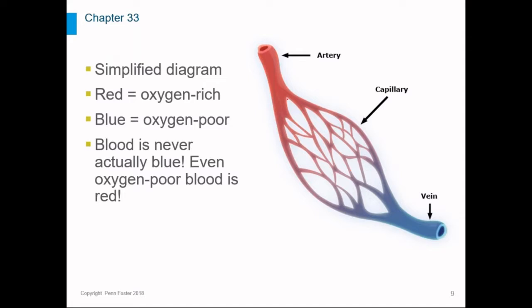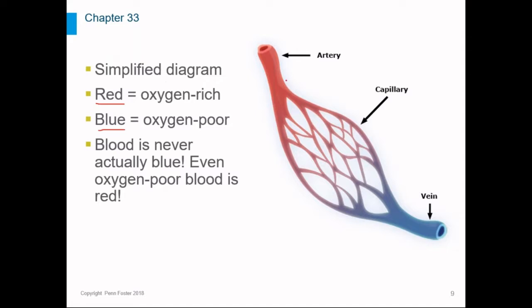And I also want to point out that in these diagrams throughout the circulatory system, they're always going to show red as being oxygen rich. So something that came from the lungs and it's got a lot of oxygen. And then blue is going to be oxygen poor, where the body took all the oxygen out of the blood and now it's got to go back to get more.